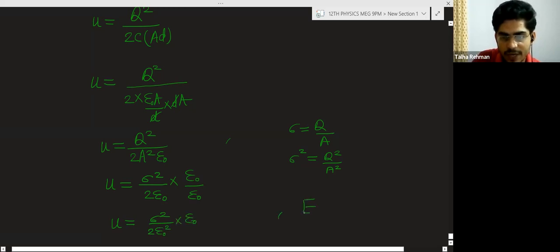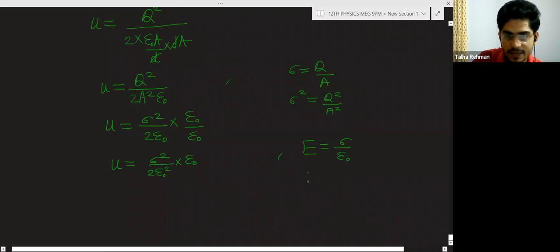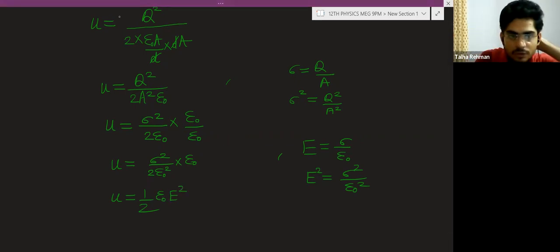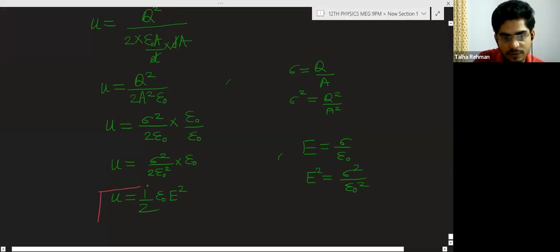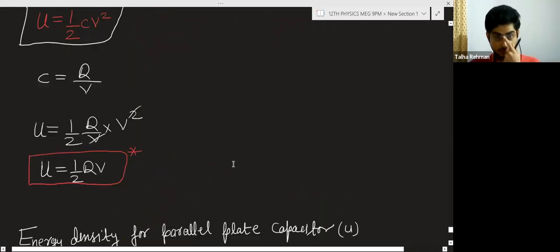And I have told you that total electric field in between the plates is sigma by epsilon naught. We have discussed this. And E square is equal to sigma square divided by epsilon naught square. So small u, that is energy density, will be half epsilon naught into E square. This is the formula for energy density for parallel plate capacitor. So Hamza, please write it down.